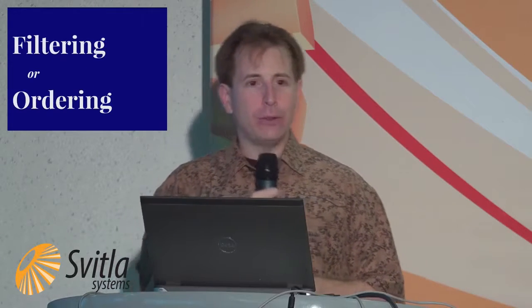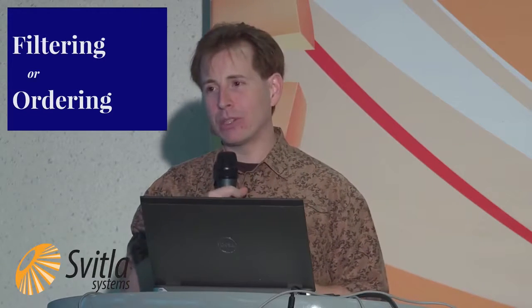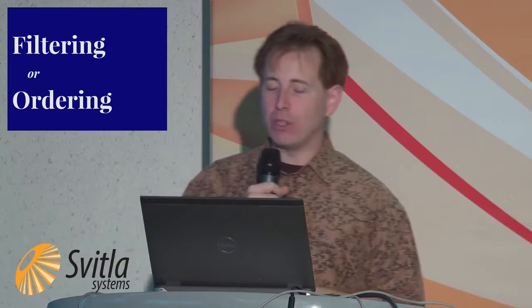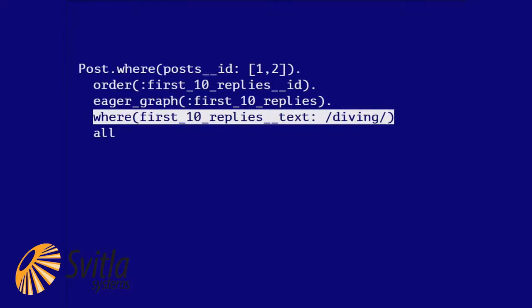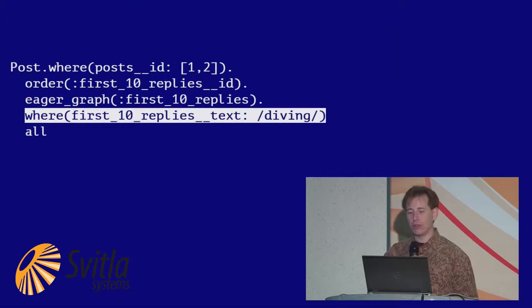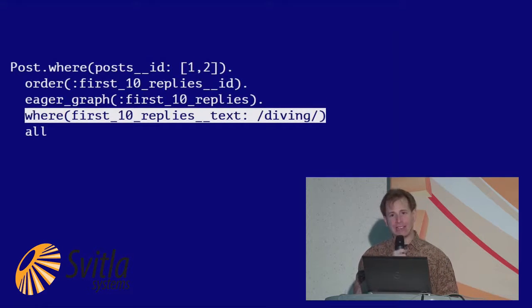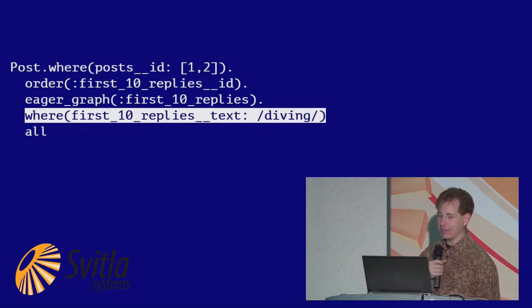Note that if you are filtering by or ordering by columns in the associated table, the results significantly change between using array slicing in Ruby and using an SQL-based strategy. So let's say you want to eagerly load the first 10 replies to post 1 and 2, but you only want posts that have a reply that contains the word diving. If you use an array slicing approach, this will look for replies that contain the word diving and return the first 10 of those replies.